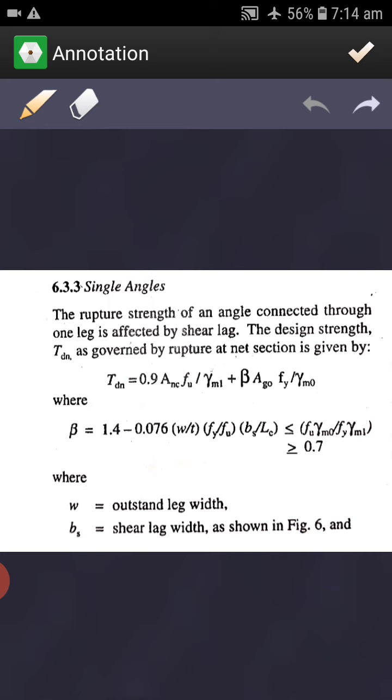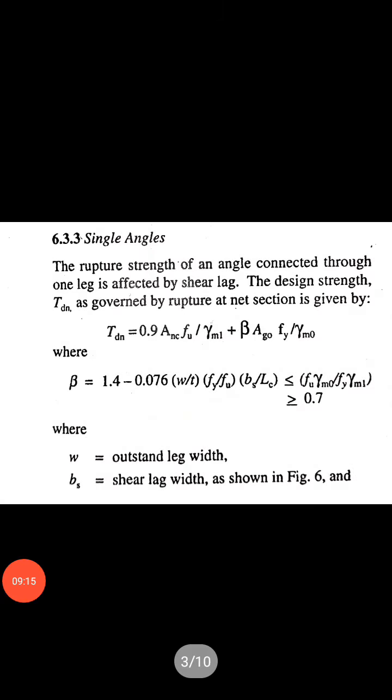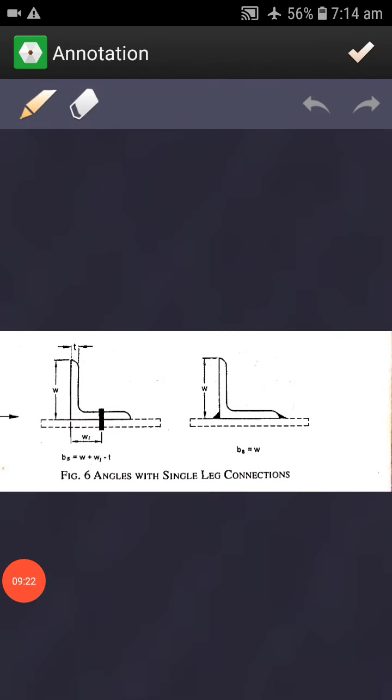Okay. Then next is FU by FY, means 250 by 410. So that also we can get. Then what is BS and LC? So we have to find out BS and LC. Okay, so here they are given what is BS and LC. Now if you look at here, BS.